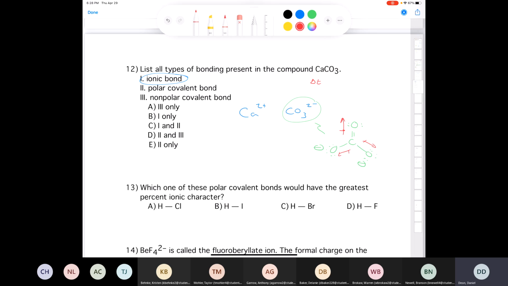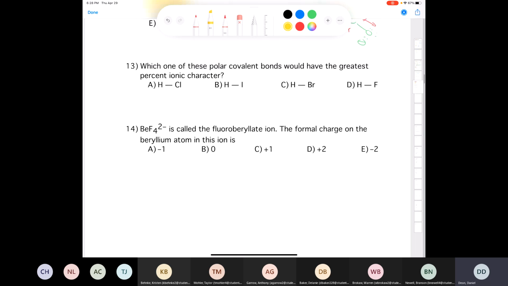We know the difference in electronegativity between carbon and oxygen is 3.5 minus 2.5, which is 1.0. So that's a polar covalent bond. And so the answer is 1 and 2. Ionic bonds and polar covalent bonds. There are no nonpolar covalent bonds in calcium carbonate.